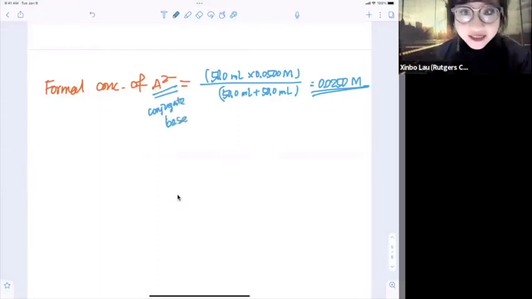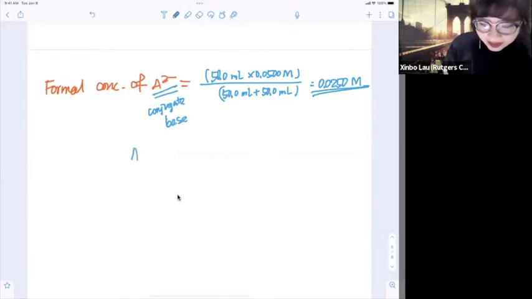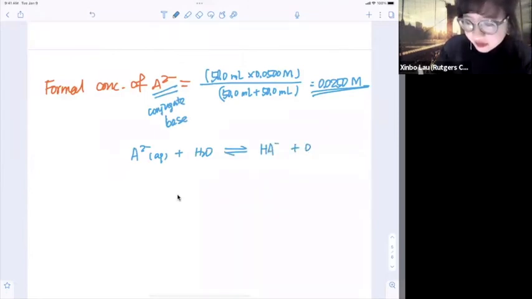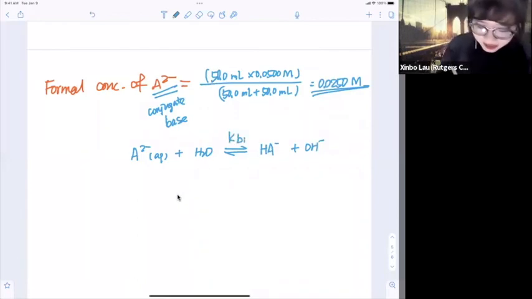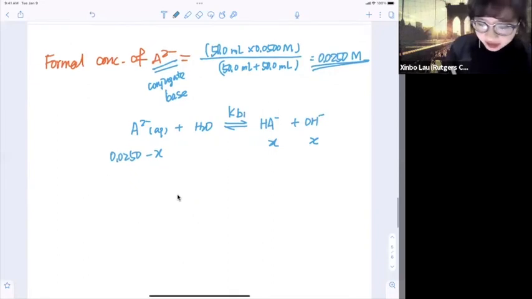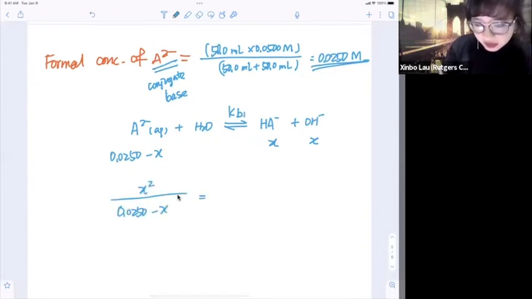How does base behave? I think we know that. How does base behave in aqueous solution in water? So it's going to accept the proton and then produce hydroxide, right? So this will be Kb1, right? Okay, so since it's a base, and then we just calculate its concentration, then now we can set this up by use a shortcut we know. Okay, so then we'll have x squared over 0.0250 minus x equals to Kb1.